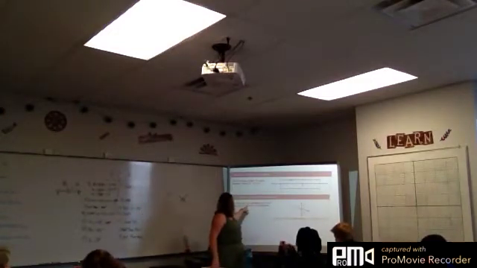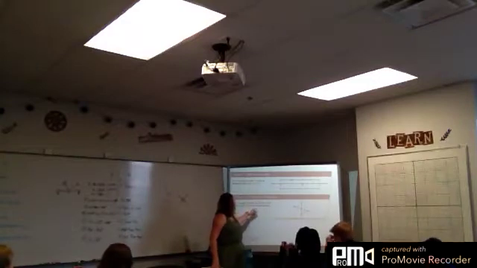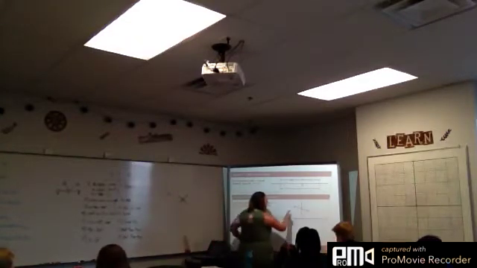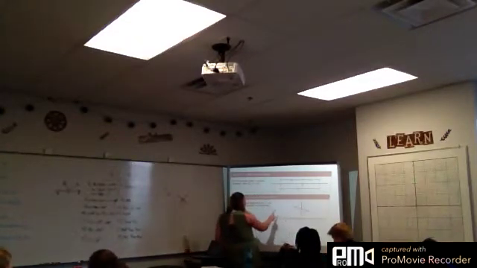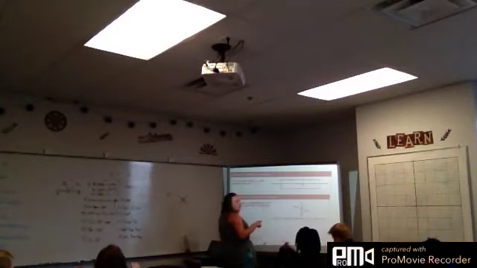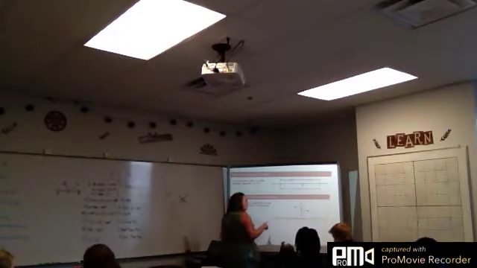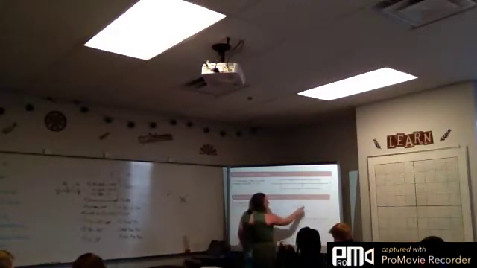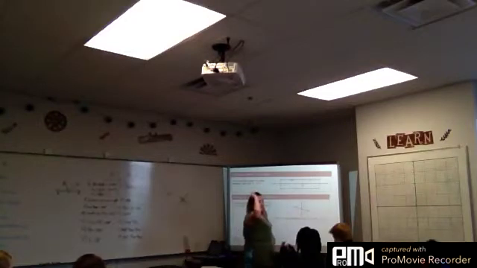Because these are supplementary to the same angle, they're congruent. So if angle A and C are both supplementary, meaning they have to add to 180, and they are both supplementary to B, like we just did, then A and C are congruent.